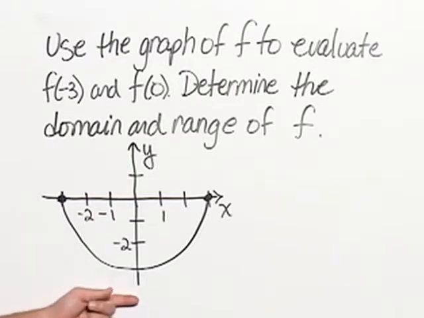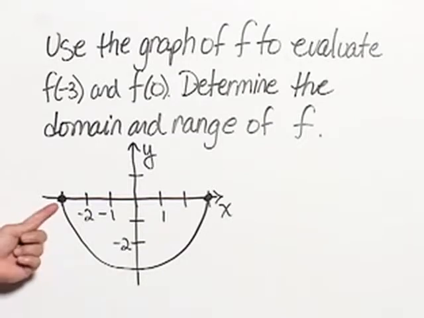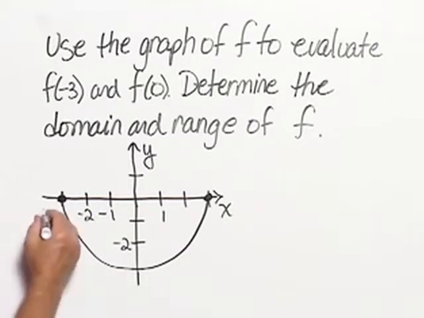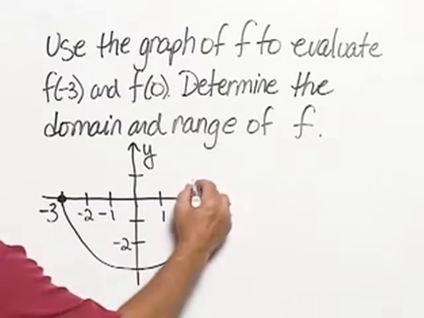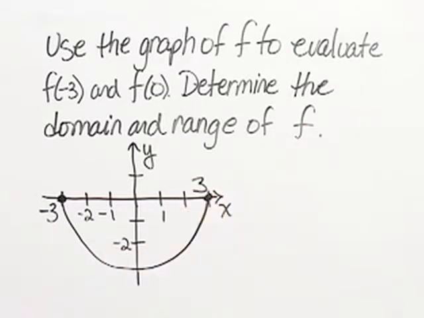Here's our graph. It's a semicircle, the lower half of a circle. There's an x-intercept of negative 3, so let's label that. There's an x-intercept of positive 3, so let's label that. And finally, there's a y-intercept of negative 3, so let's label that.